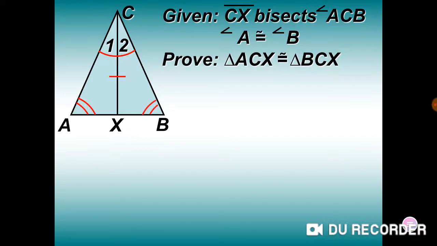Here we mark the given information. So I have angle 1 is congruent to angle 2, and we have angle A, sorry, it's not given. Angle 1 is congruent to angle 2 is a result of the angle bisector. Angle A and angle B are congruent, and it's given. And the CX line segment, or the side CX, is a common side. So here we use the postulate angle, angle, side in order to prove that the two triangles are congruent.